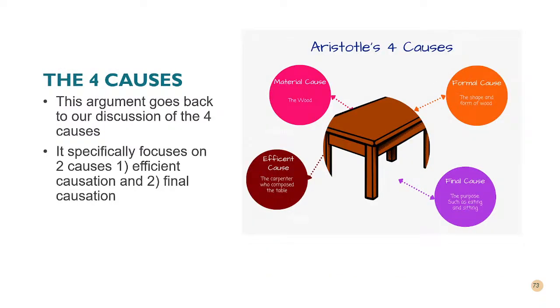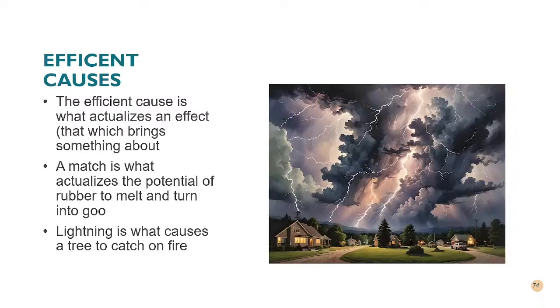Rather, Aquinas' argument is heavily based on Aristotle's four causes, and specifically the efficient and final cause. So we touched upon the four causes. The efficient cause is that which brings about an effect, that which actualizes an effect, such as a match lighting rubber and melting it. Final cause is the purpose, and this is known as teleology. The last two causes, efficient and final cause, are most important in Aquinas' fifth argument.